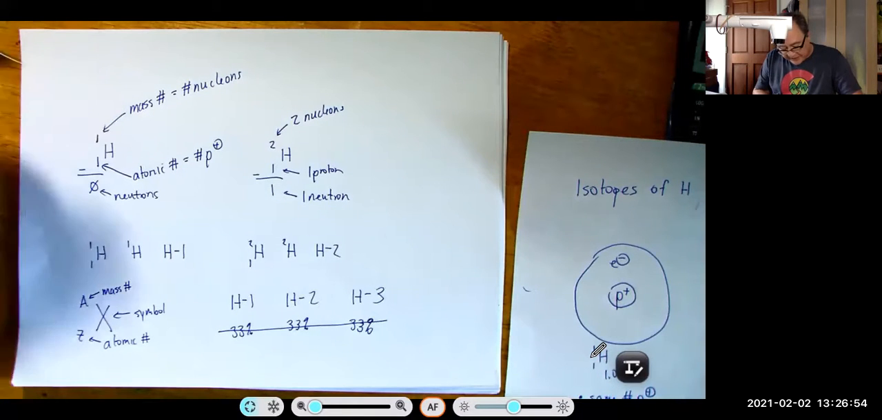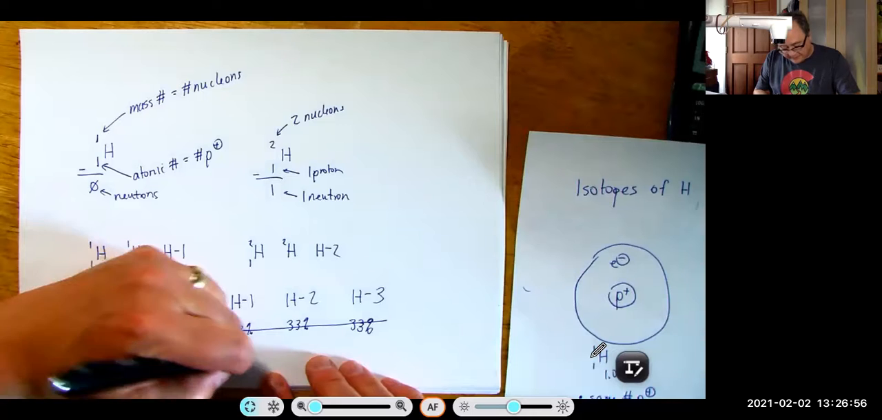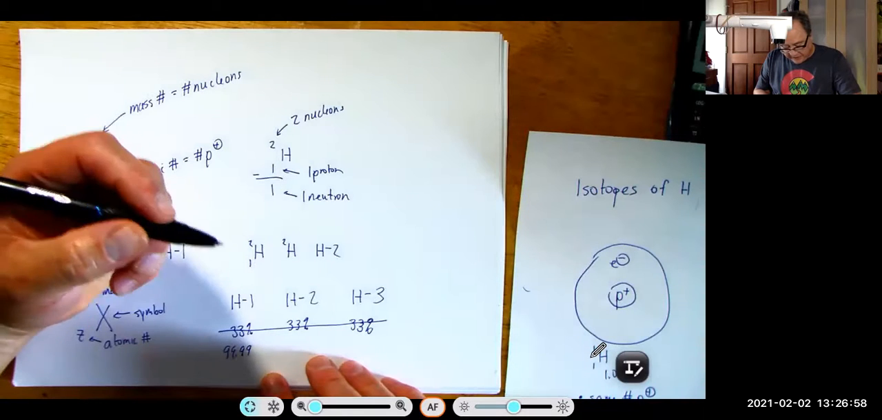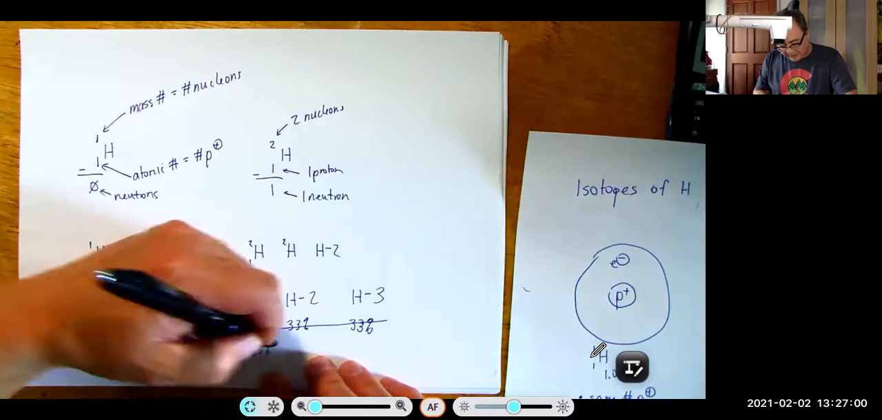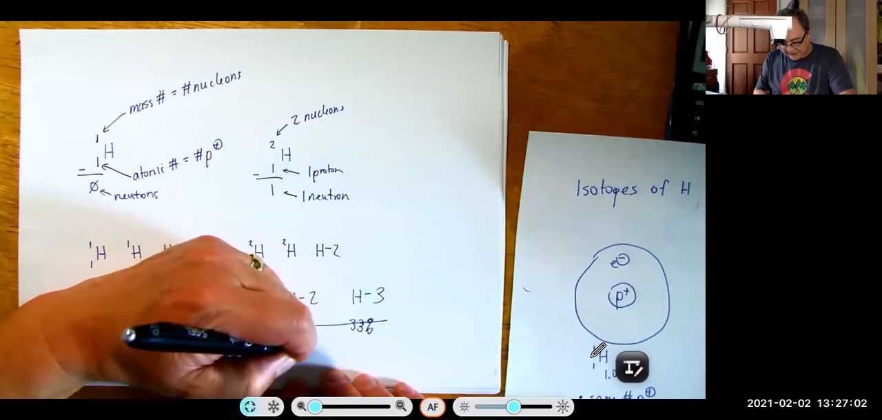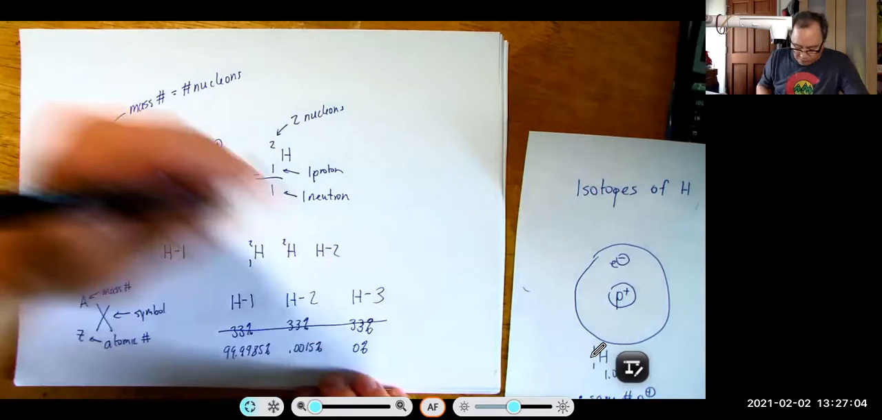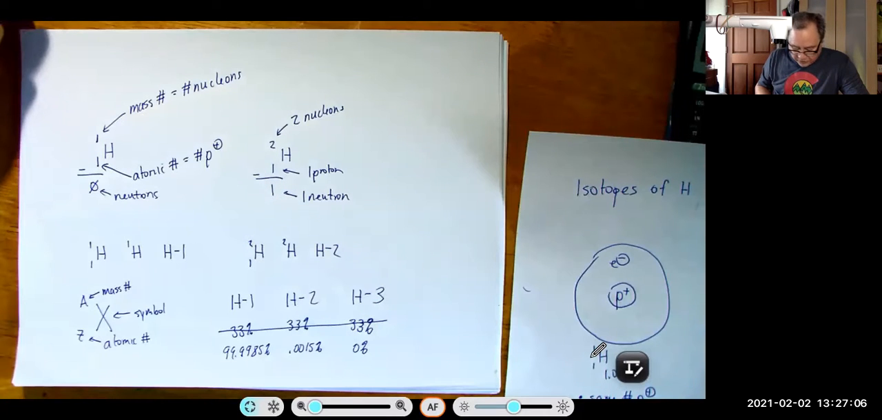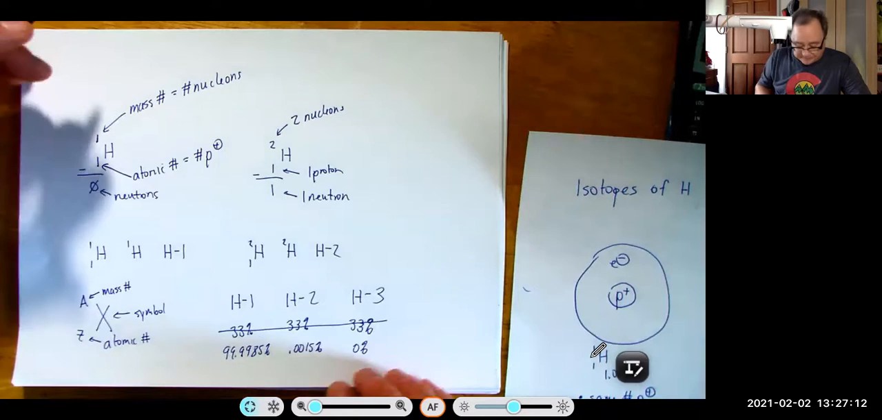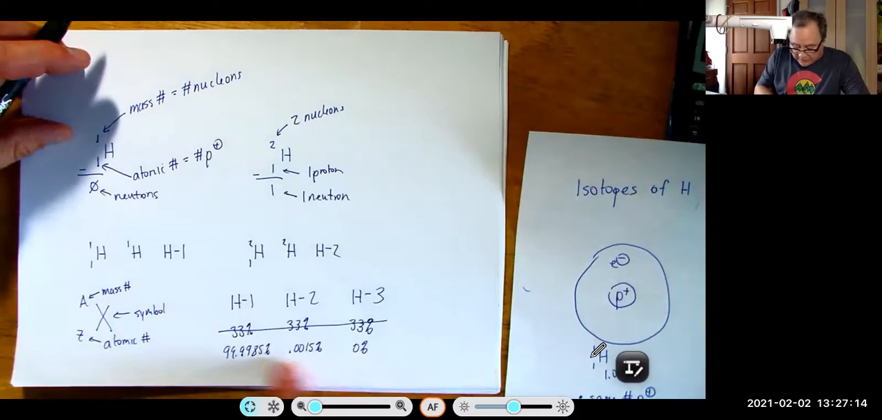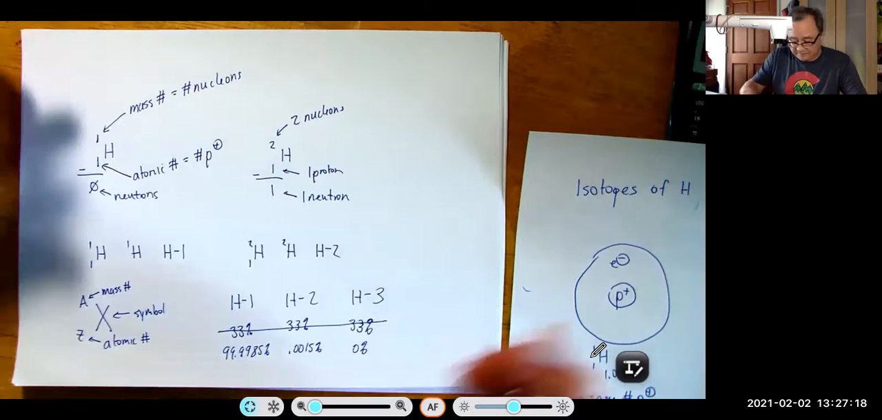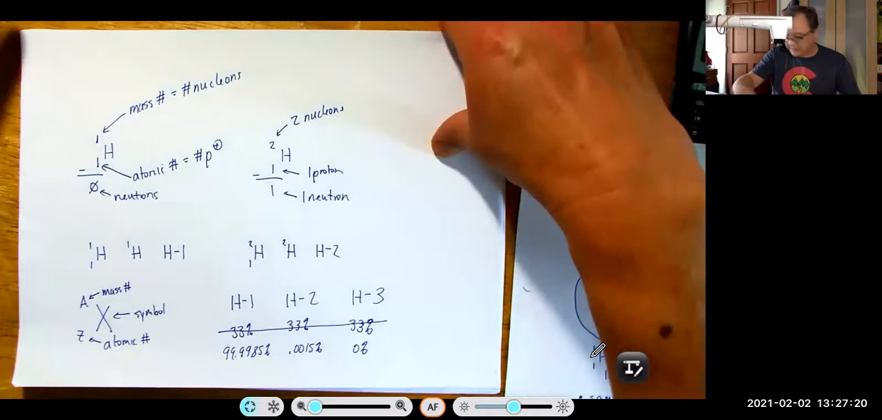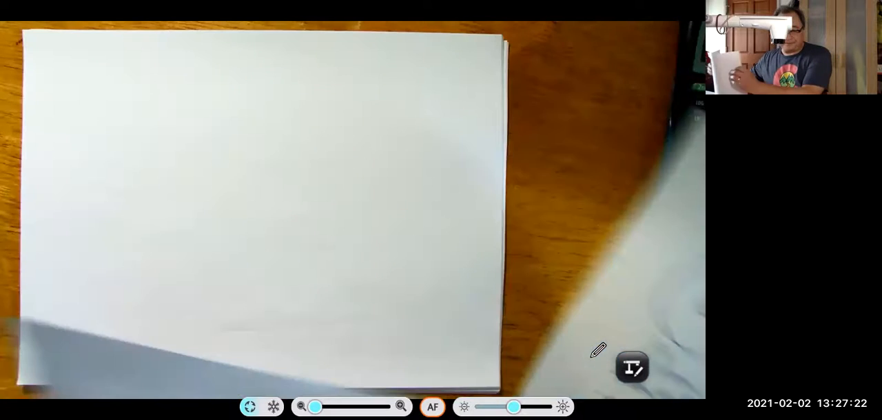In fact, this is like 99.9985%. And this is like 0.0015%, and this is 0%. So this is exceedingly rare. 0 doesn't mean there's not any of it. It just means that to the number of significant figures we have here, there aren't going to be any. Okay, so those are isotopes.